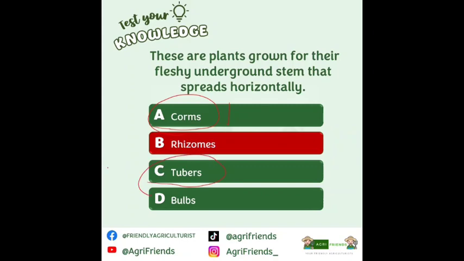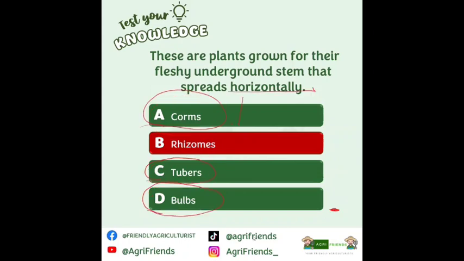So normally they are characterized with having buds or eyes which will eventually grow into a new plant. Bulbs, on the other hand, they have a very short stem with fleshy leaves. Normally their leaves are overlapping. An example of this is the onion and garlic.